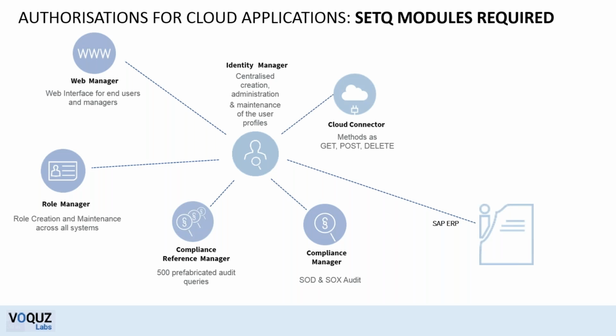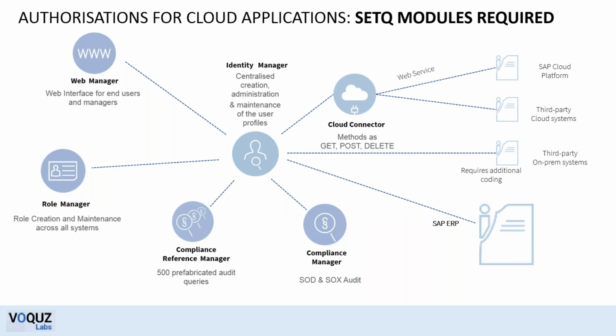And then most importantly, what we're talking about today is our cloud connector. We have some different methods to access the different cloud solutions. We can use the GET, POST or DELETE method, and we can then connect this via a web service to the cloud platform or third-party cloud systems. We can also do some connections from the identity manager to non-SAP applications, but this requires some additional coding.